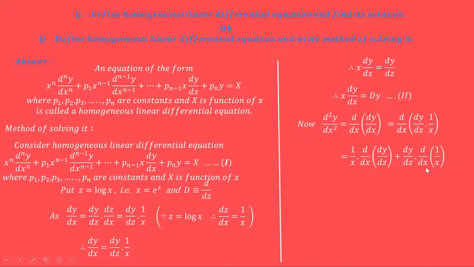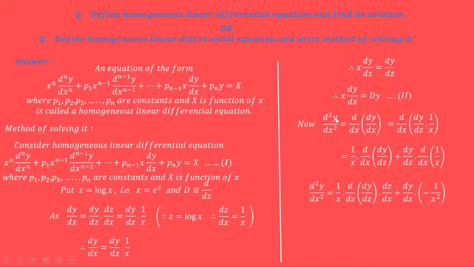Derivative of 1 upon x with respect to x is minus 1 upon x square. And see this first term, here again we have to use chain rule. d by dx into dy by dz, you can write this as d by dz into dy by dz, and derivative of z with respect to x means dz by dx. Again use chain rule for first term.